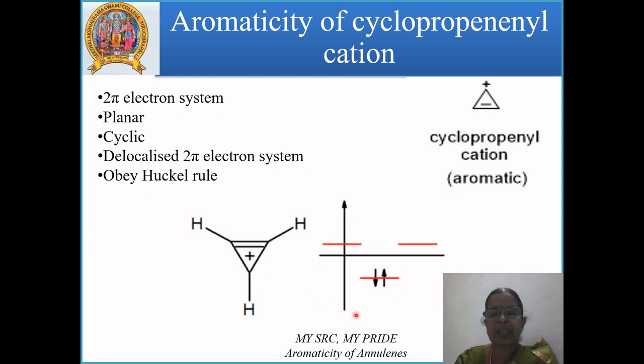If you look at the molecular orbital diagram, this arrow stands for energy level. This line stands for alpha, that is the energy of the atomic orbital. The 2 pi electrons are present in the lower energy bonding molecular orbital, so it is the stable one. It is aromatic, though not highly stable. That lower stability is due to bond angle strain.